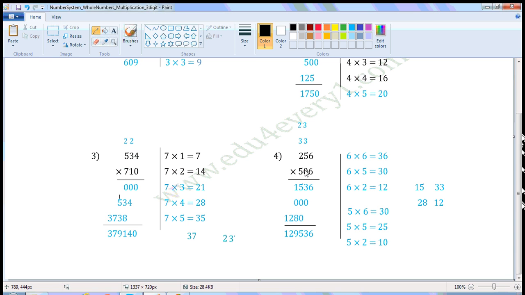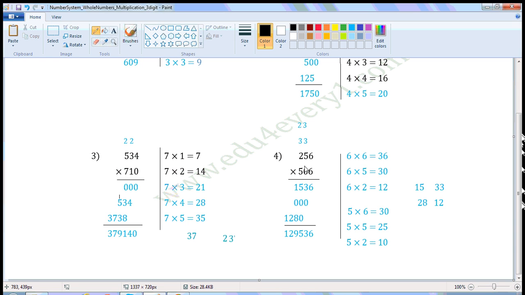Now we have to multiply 0 with 6. 0 into 6 is 0. So leave one space and write 0. Then 0 into 5 is 0. So write 0 here. 0 into 2 is 0. So write 0 here. Now we have to multiply 256 with 5.